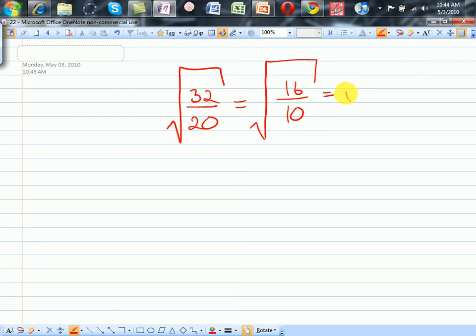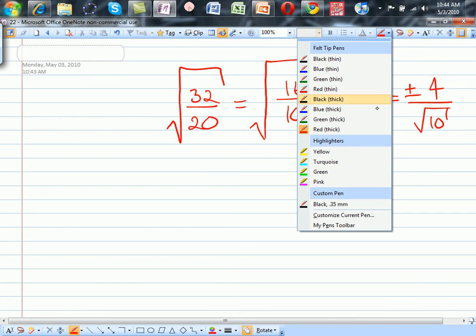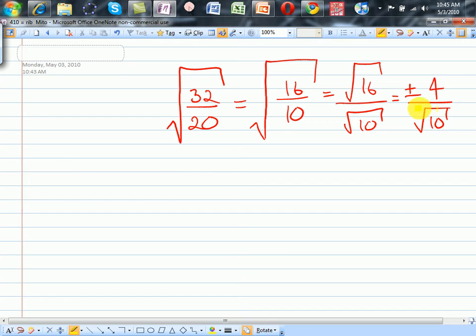I have the square root of 16 on top and the square root of 10 on bottom. Well, the square root of 16 is plus or minus 4, divided by the square root of 10, because the square root of 10 is as simple as it can get. But if you'll recall, we have a huge problem here. We have a root in the denominator, and we never allow square roots to stay in the denominator. So we have to do what's called rationalizing the denominator.